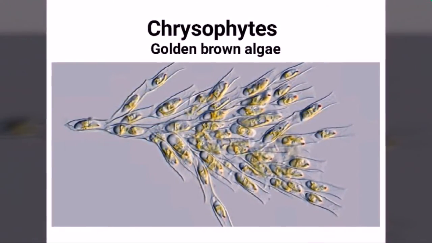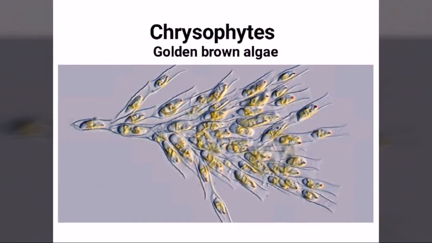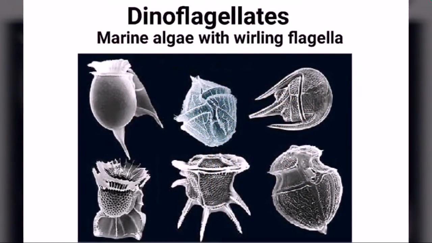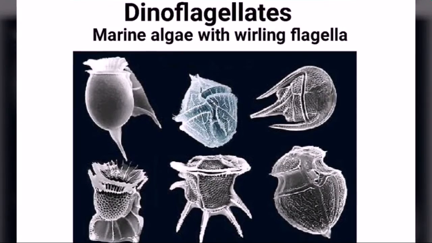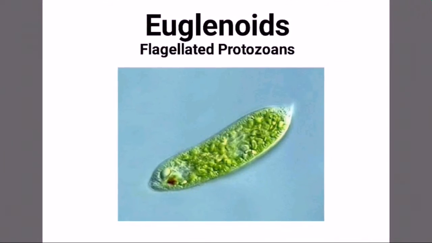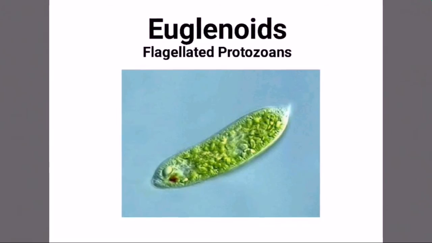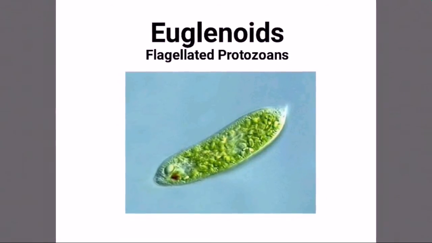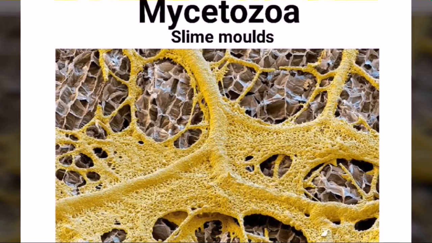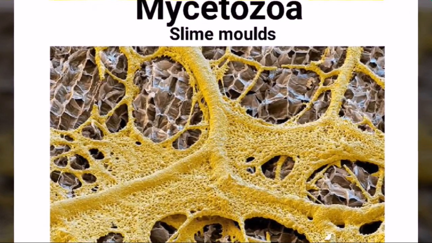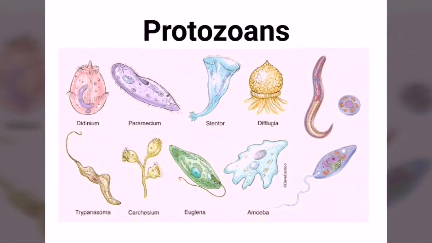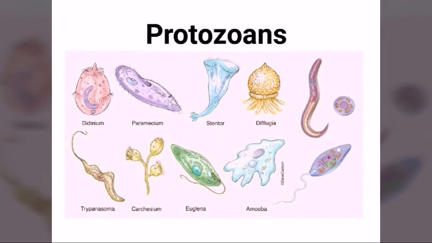Chrysophytes, a kind of protist, golden algae. Dinoflagellates, marine algae with whirling flagella. Euglenoids, flagellated protozoans. Mycetozoa, that includes slime molds. Protozoans are also a part of the Protista kingdom.